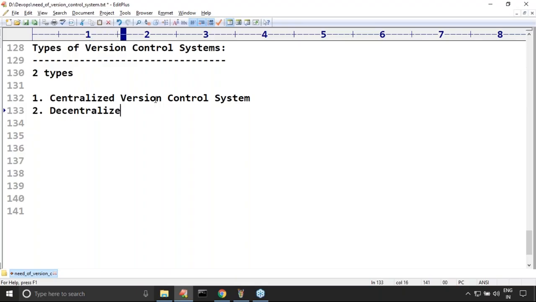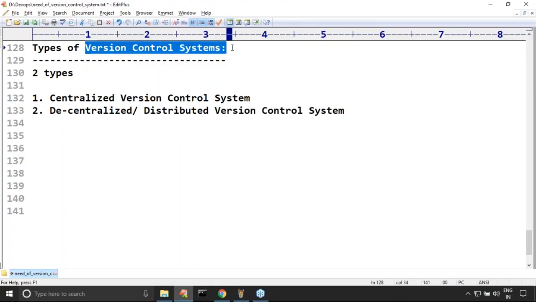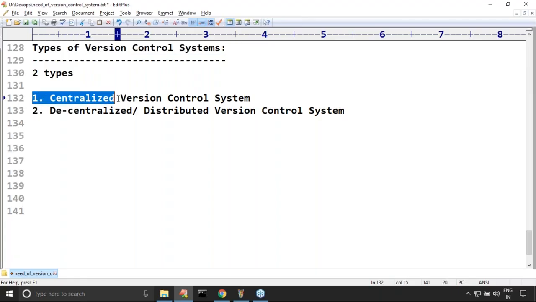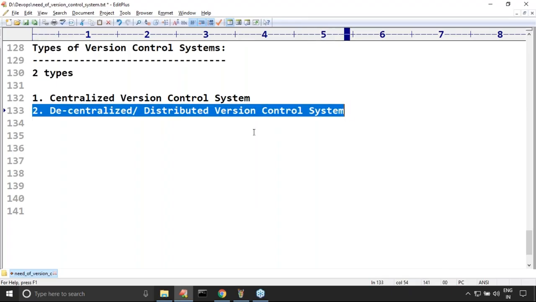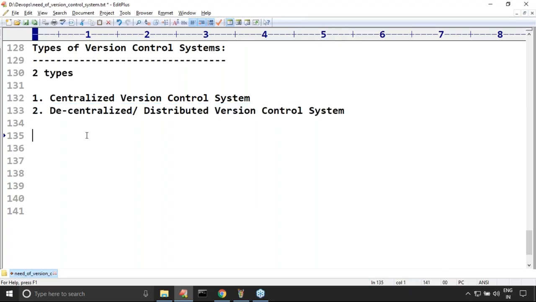Decentralized. Like sir, the second model is decentralized, which is also known as distributed version control systems. So all version control systems are divided into two types, based on working style, based on how they are going to work. The first one is the centralized version control system. The second one, sir, is the decentralized or distributed version control system. Is it clear for all of you, right? Two categories are there. But what about these things, right?